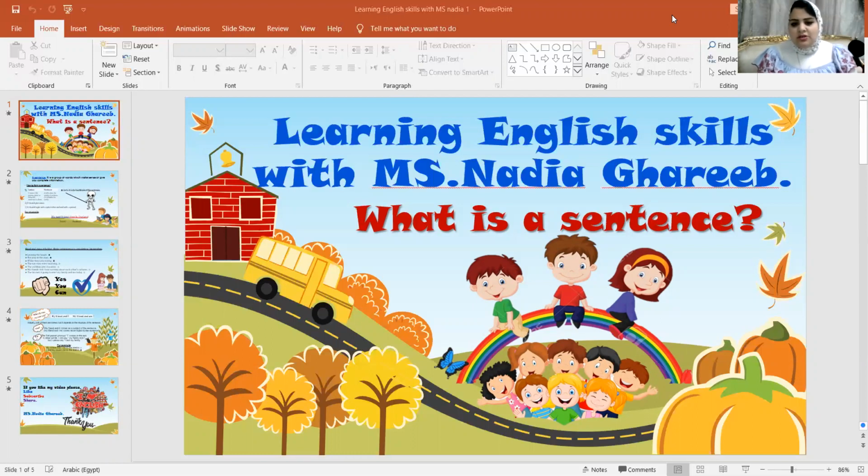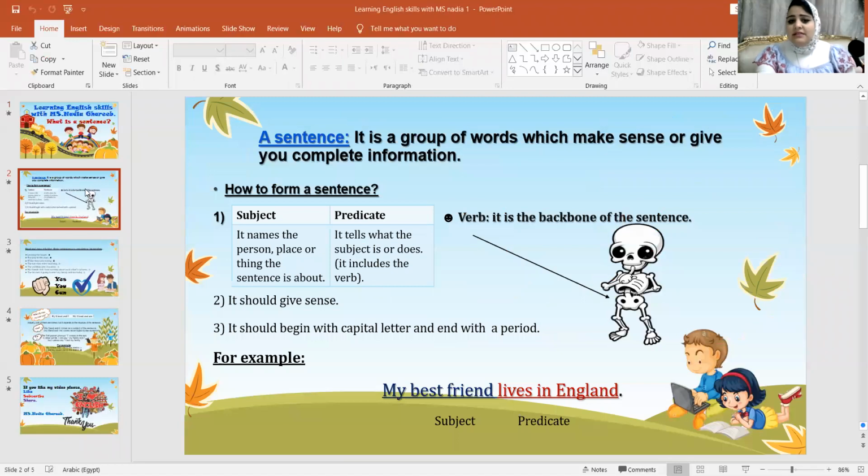Okay, let's start. What is a sentence? What do you know about a sentence? A sentence is a group of words which make sense or give you complete information. I'm going to write some words, and these words should give you complete information, a message about something. So what is a sentence? Some words linked together in order to give you a message about something, a person, or a place.